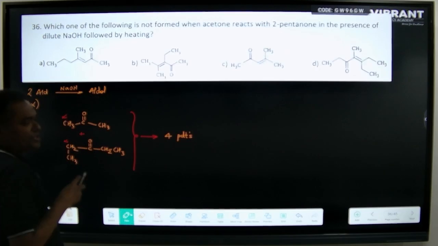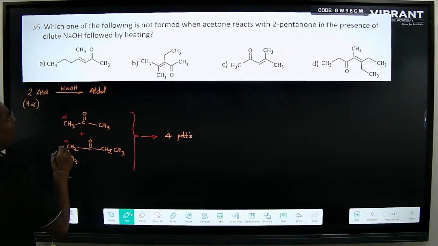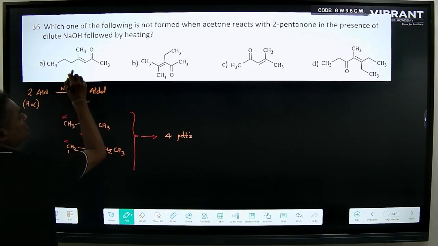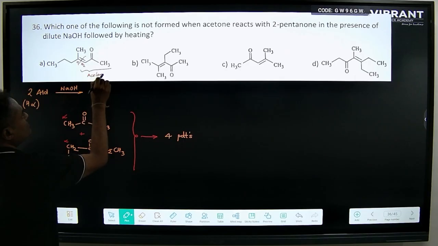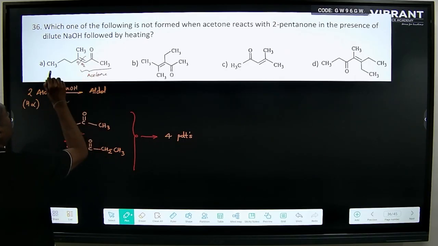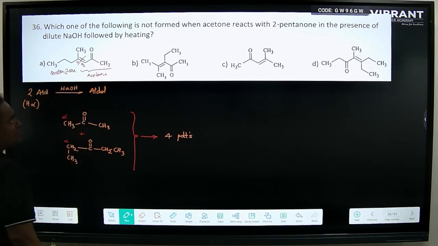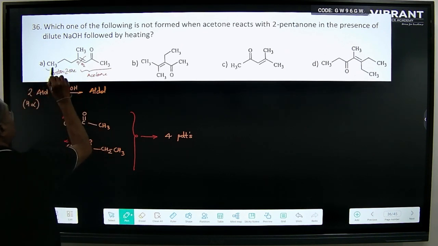Now, what is the logic to find out? See over here. I have given you one hint in the lecture. Just check whether it's an aldol product or not. So, break this bond, put O on this side and put H on this side. Do you get this unit is an acetone unit? And this unit is a pentane 2-one unit.